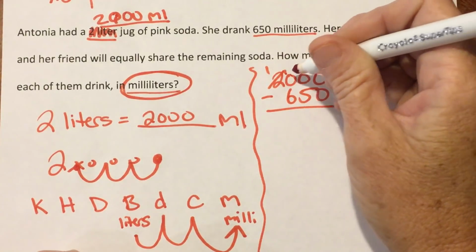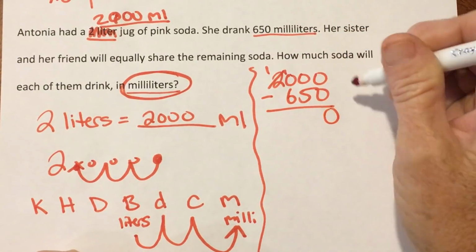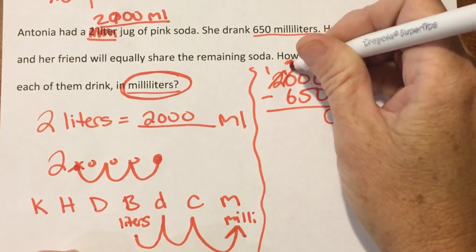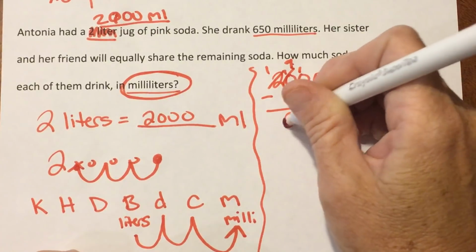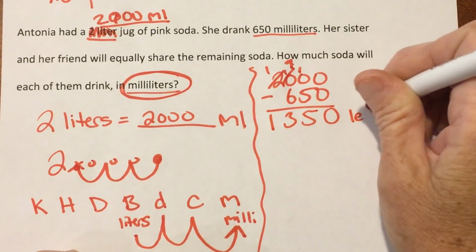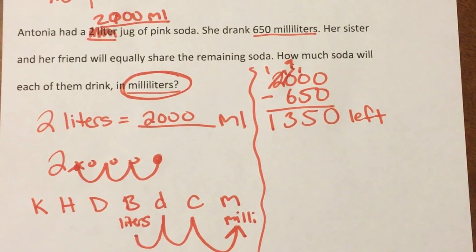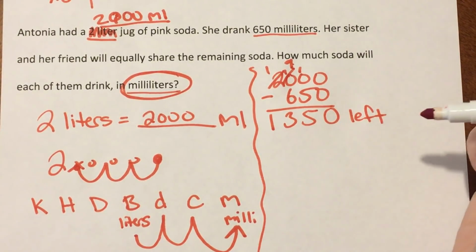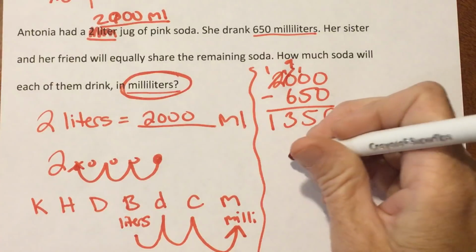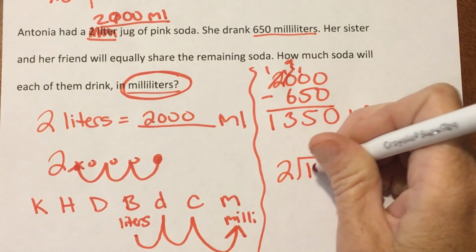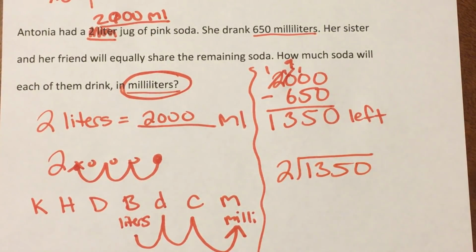And I'm getting, oh, sorry, 0 take away 0 is 0. I had to borrow for this one. 10 take away 5 is 5. 9 take away 6 is 3. This is how much she had left after she drank. But then it says her sister and her friend will equally share. So her sister and her friend are 2 people, and they're going to equally share this, which means divide this. So 2 people are going to share what was left.